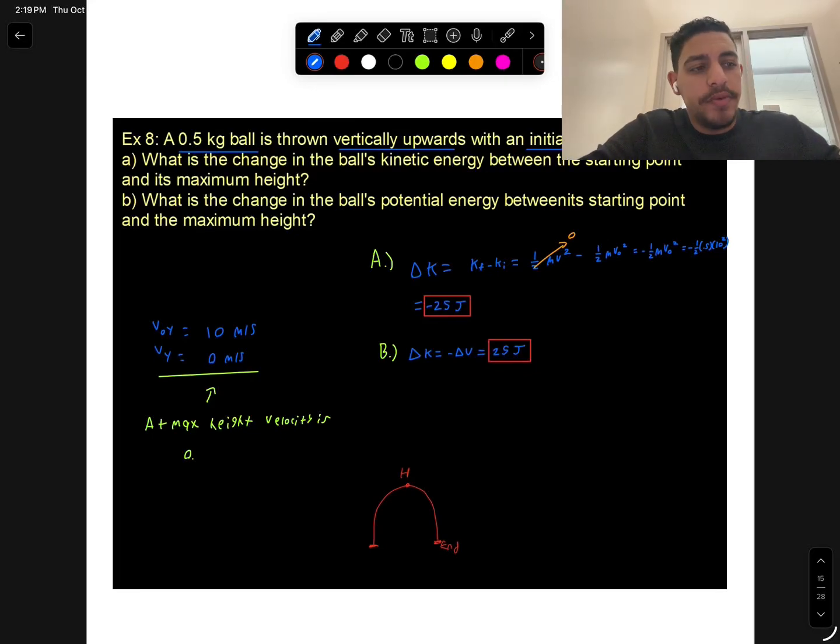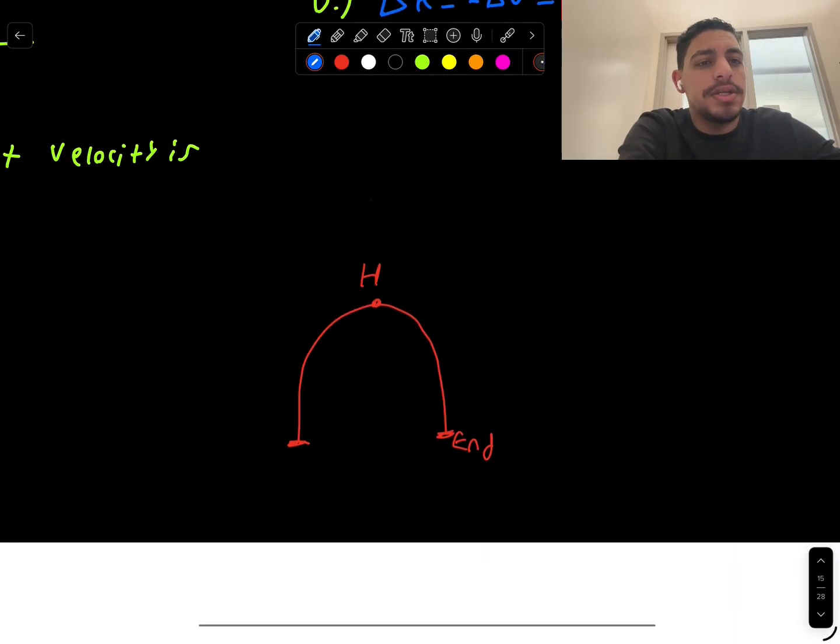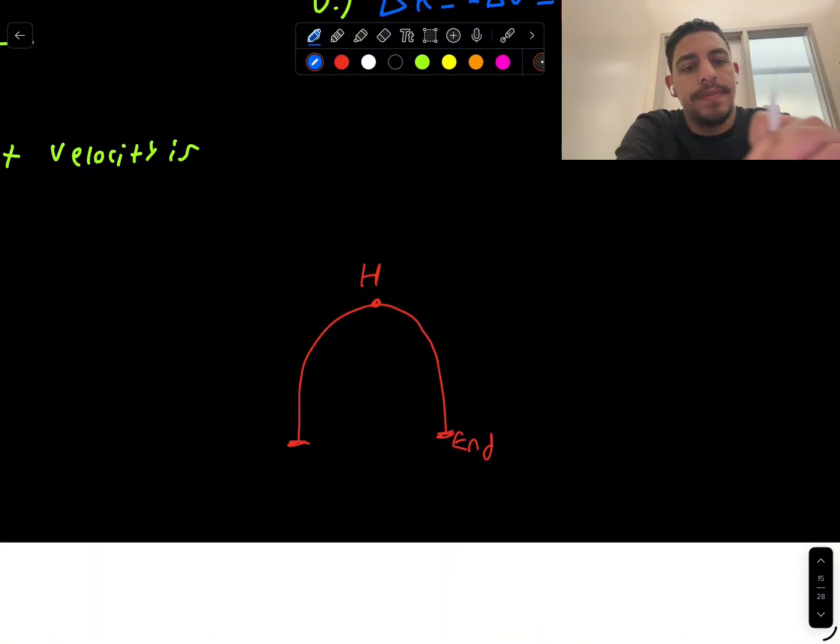Okay, so now that we understand a little bit more about work, energy, and their equations, let's do some practice problems. So we'll start with practice problem number 1, which was example 8. You have a half-kilogram ball being thrown vertically upward with an initial velocity of 10 meters per second. Now we want to know what's the ball's change in kinetic energy between the starting point and its maximum height, and the change in potential energy between those same two points, the starting point and the maximum height.